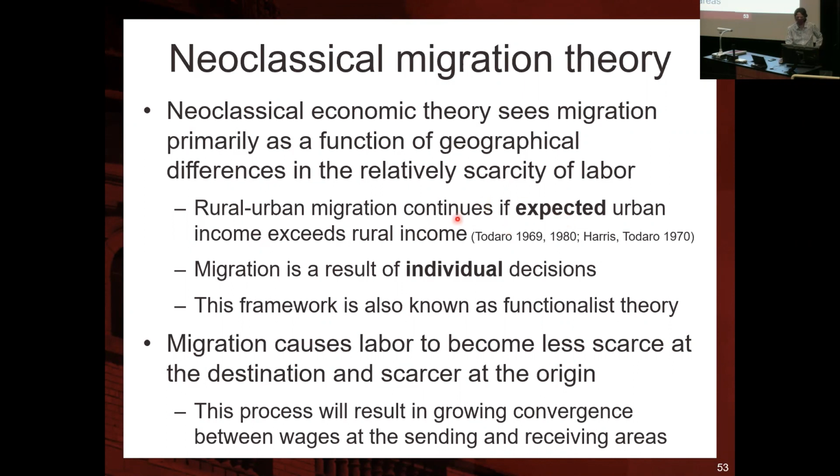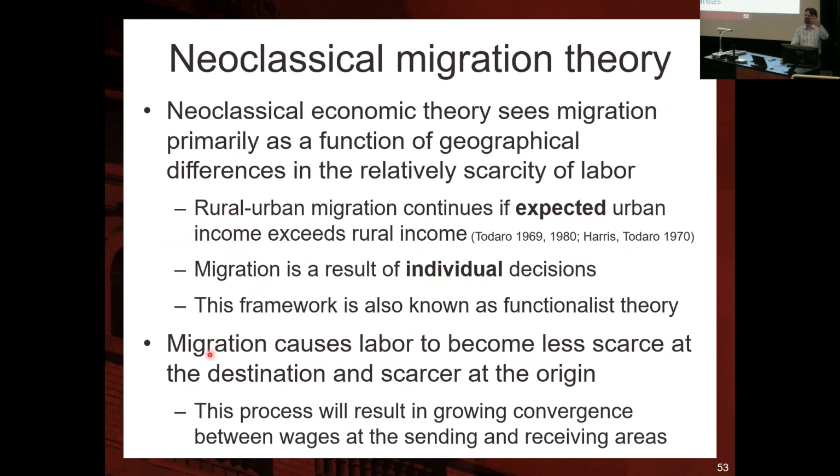So he's pretty much emphasized that this migration from rural to urban areas will continue if the expectation that I have about my life in the area of destination is better than if I just stay where I am. This framework is also known as the functionalist theory. And overall, people move from rural to urban areas.